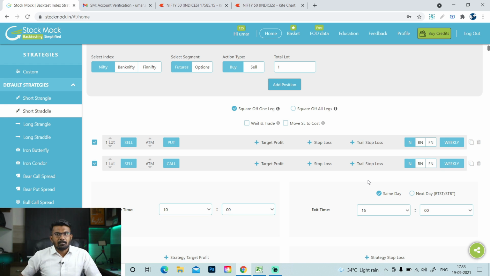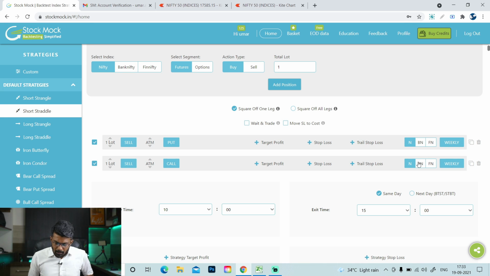If the market reverses, then you will make a loss. Why? Because you have squared off the call side and the put side will be back to at the money. So that is the only time you are going to suffer. So out of 3 scenarios, 2 scenarios are in your favor and 1 scenario is not in your favor, right? If you take this strategy.